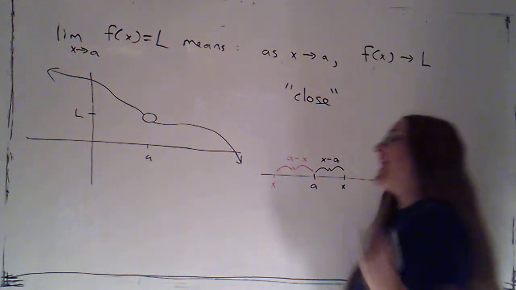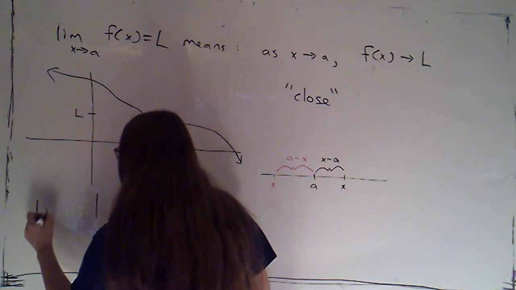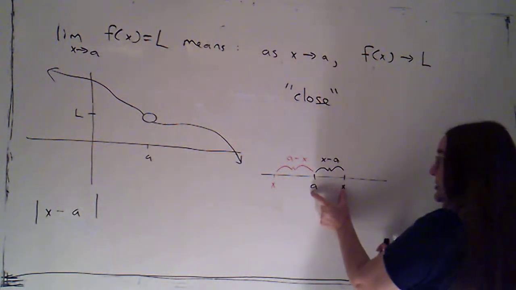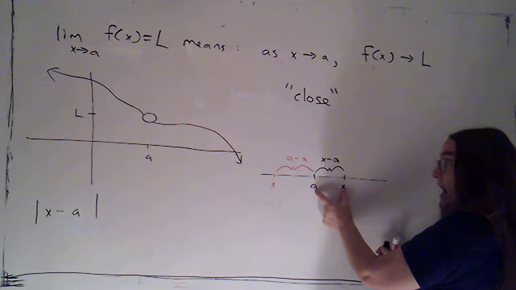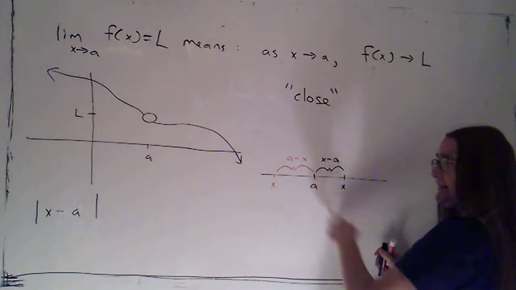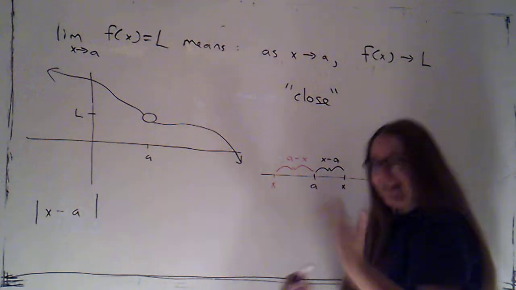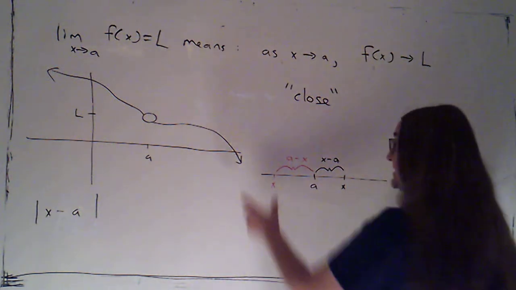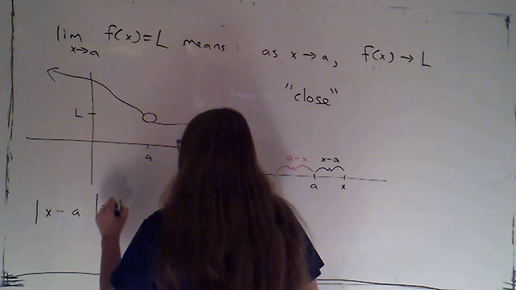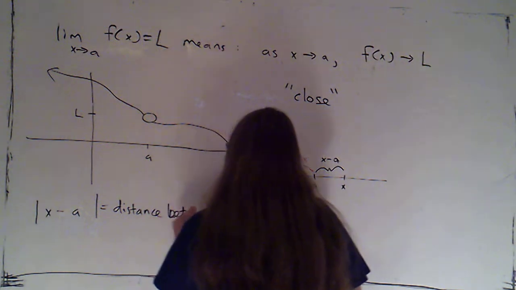However, I can codify it if I take the absolute value of x minus a. That's going to just equal x minus a when that's a positive quantity. Here, if x is to the left of a, x minus a would be a negative number, but taking the absolute value is going to give me the opposite of that. It's going to make it positive. It's going to make it just that distance. So the absolute value of x minus a is the distance between x and a.